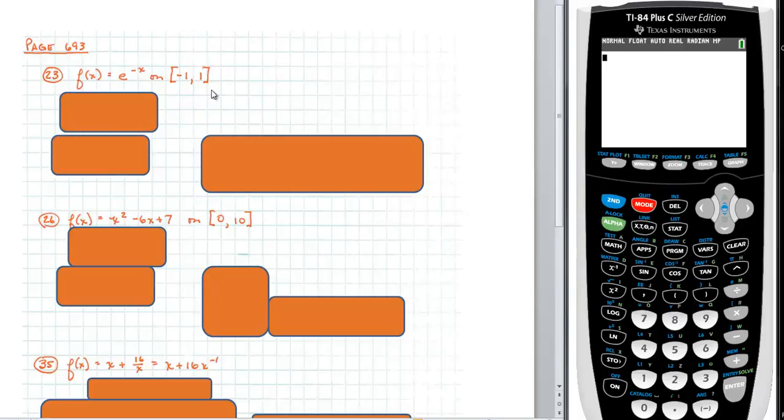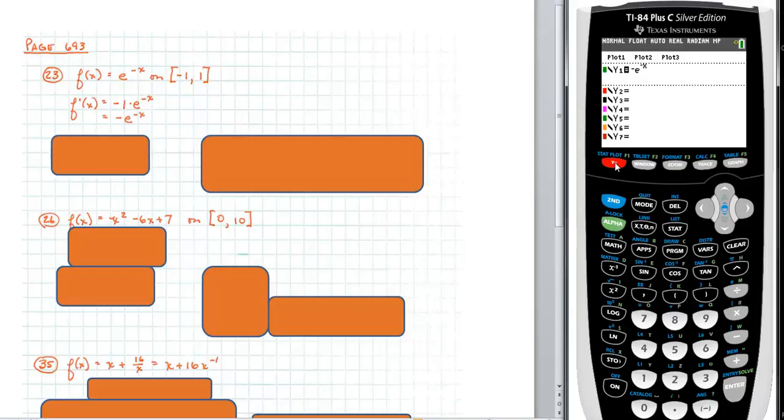So first thing I need to do is go find my derivative. Click on my box. The derivative of this should be 1 times negative 1 times e to the negative x, or simplified down to negative e to the negative x. We then would graph that. So let me go to my y equals. I've already got my derivative in. I'll ask it to graph.